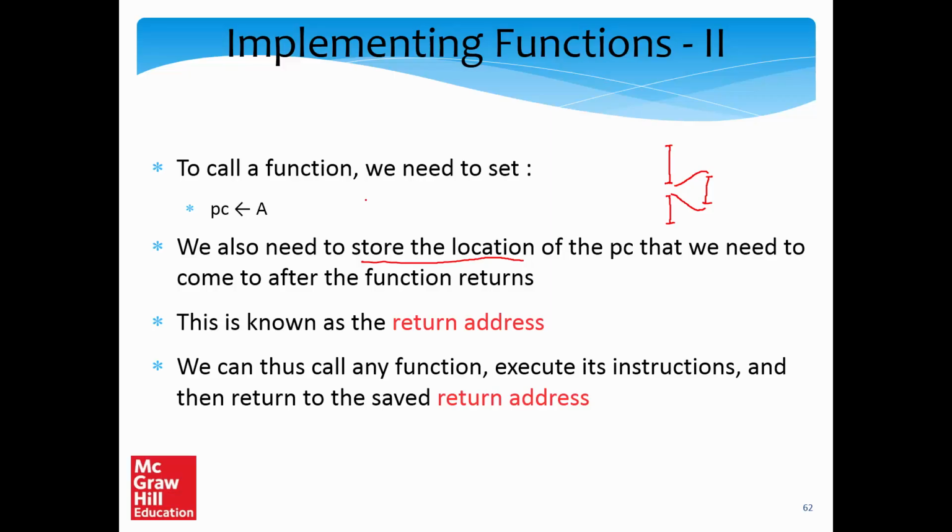So essentially, what do we need to store? We need to store two things. We need to know the starting address of the function, which is A in this example, and then we need to jump back to a point which is the next instruction after the function call, and this is known as the return address.